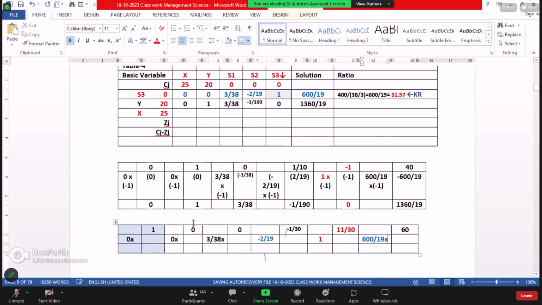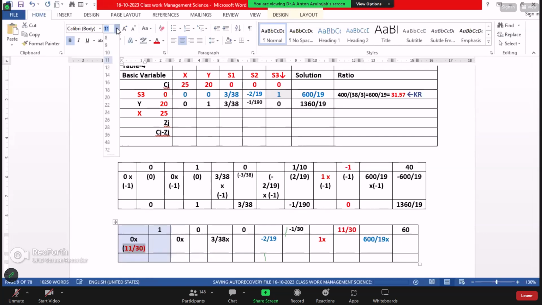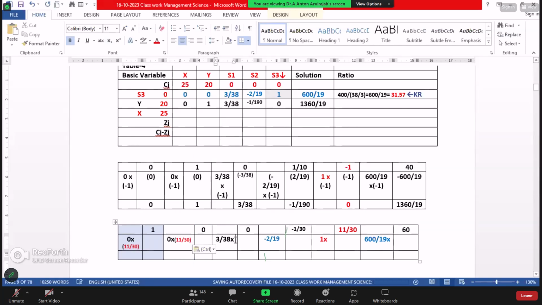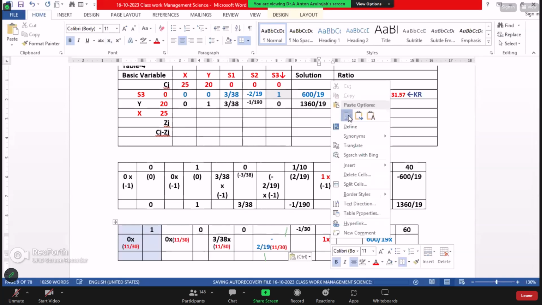We have to multiply by 11 by 30. Here, copy 11 by 30. So it's 11 by 30. Here also 11 by 30. Here also 11 by 30.